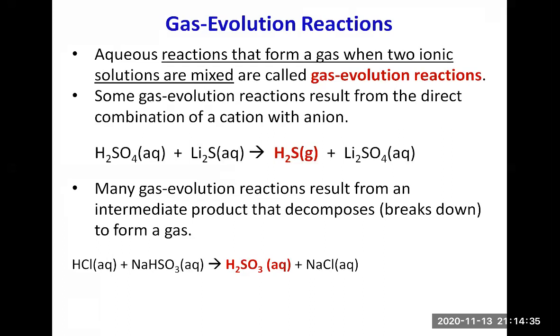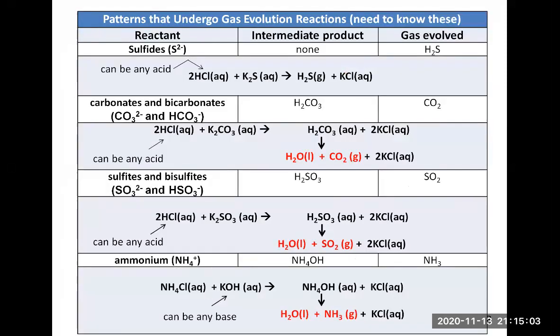And so H2SO3 is unstable in solution. It's unstable and it will decompose into H2O and sulfur dioxide gas. And that's why it's a gas evolution reaction, because you make a gas in the end. So you're forming water and this SO2 gas. So you need to know all those gas evolution reactions that are typical here.